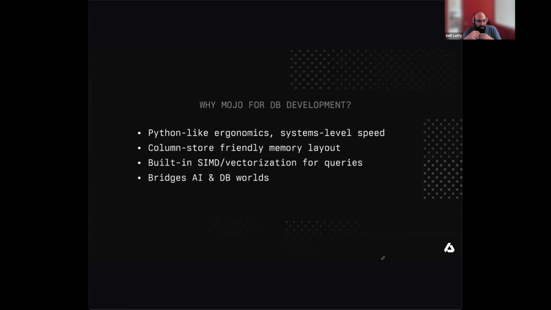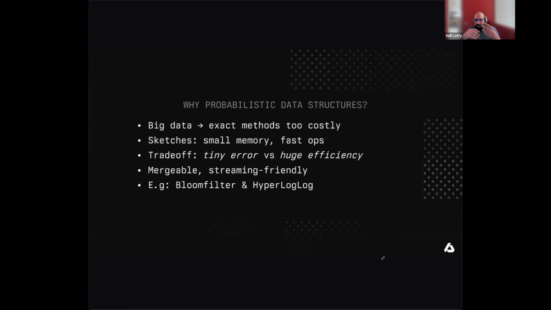As I said, Mojo gave us the vectorization up front. The syntax was easy, and we thought, let's take it to the next level. Let's try to replace different pieces from Go with Mojo, for the low-level features, basically. And before I dive into what we did, I wanted to explain probabilistic data structures again. Are you familiar with it, or should I do a quick overview of what that is?